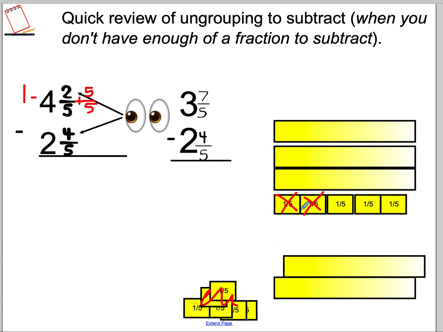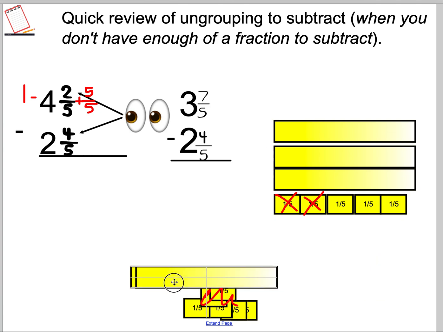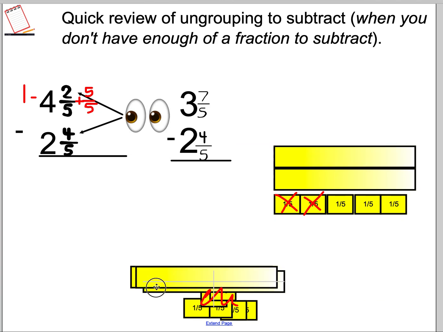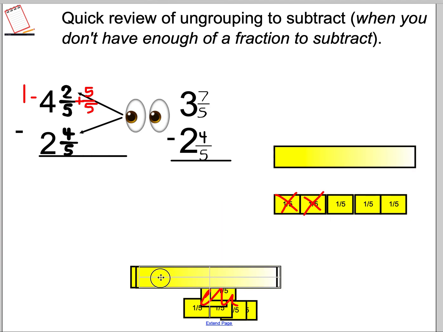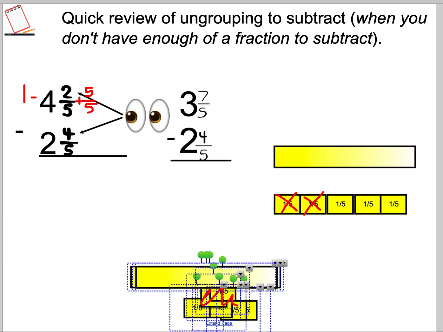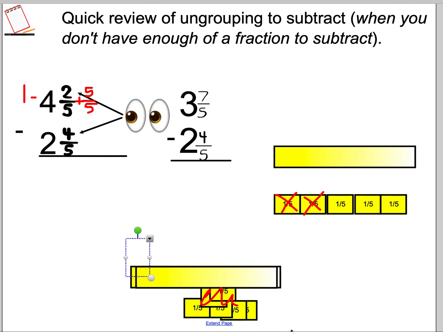Those are gone. Now I'm going to subtract my whole numbers, which it's told me to subtract 2. So now I have to take 2 away. 1, 2. And what do I have left? Well, I've got 1 whole. And then how many fifth pieces do we see? 1, 2, 3. 1 and 3/5.